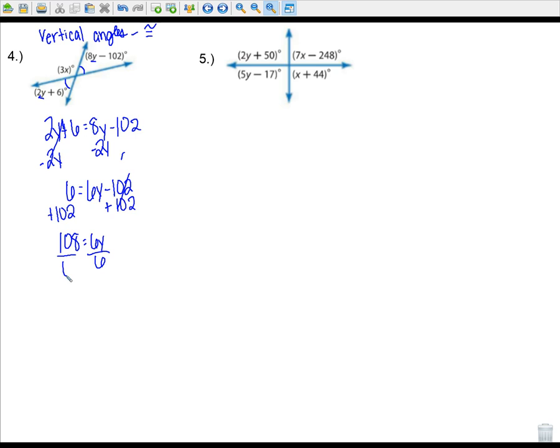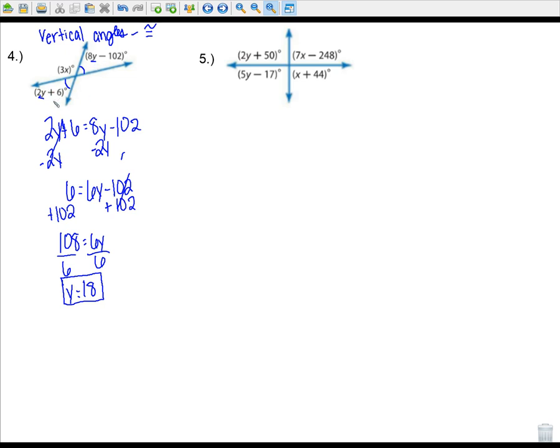Divide both sides by 6 in the last step. Our final answer here for y is going to be y is equal to 18. Okay. Now, that's not the only answer we'll have. What we need to do here is find x. So it's going to be very helpful for us to figure out what one of these are.